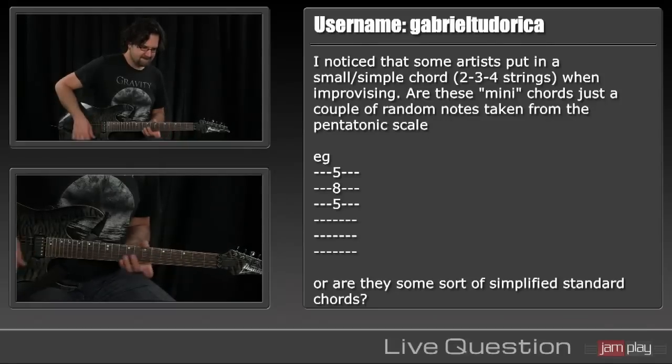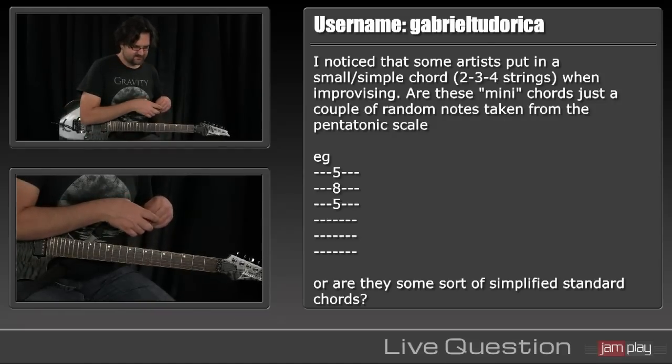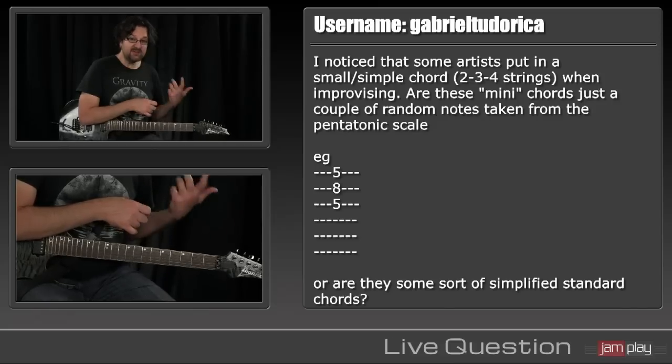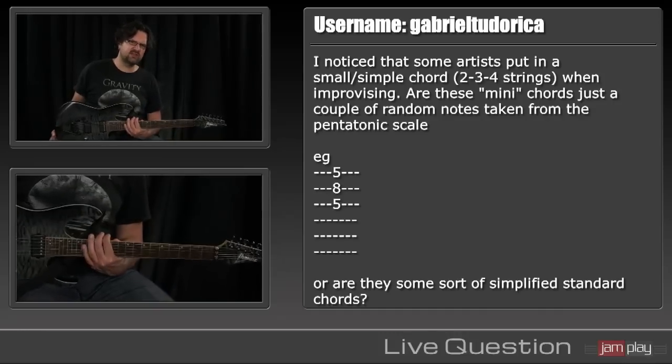This one was up on the forum, so it's a little bit longer than normal, but read through this one from Gabrielle. I noticed that some artists put in a small, simple chord, 2, 3, 4 strings, when improvising. Are these mini chords just a couple of random notes taken from the pentatonic scale, or are they some sort of simplified standard chords? They can be both, but they're not limited to pentatonic scales necessarily.